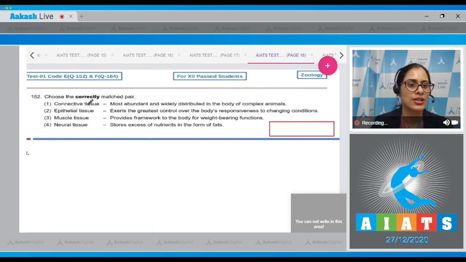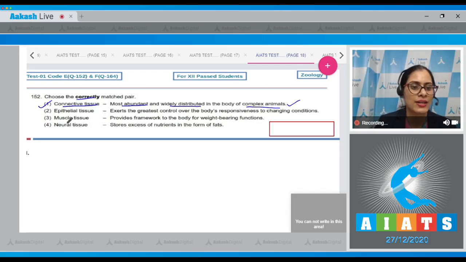Our next question is question number 152. Choose the correctly matched pair. The very first match given is connective tissue, and the match is most abundant and widely distributed in the body of complex animals. And as it is a correct match, this is the correct answer to our question.